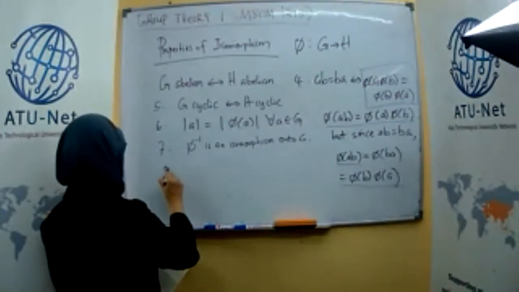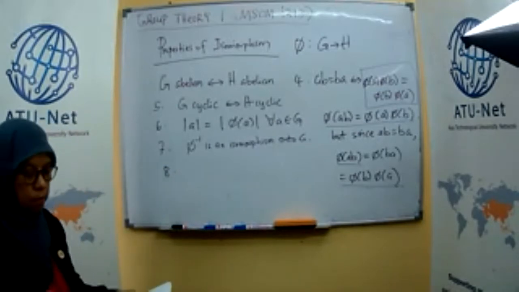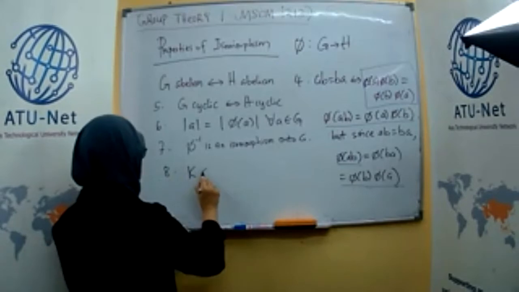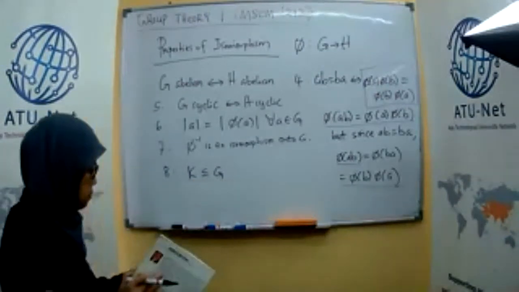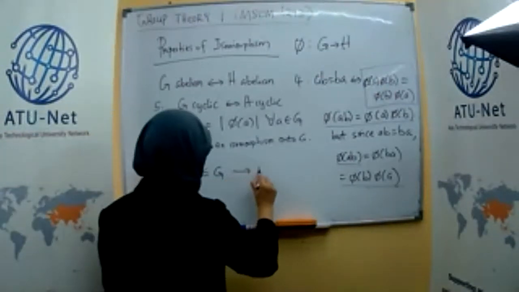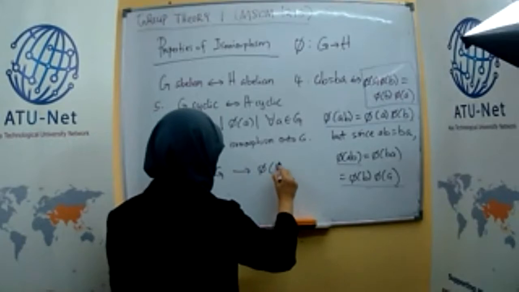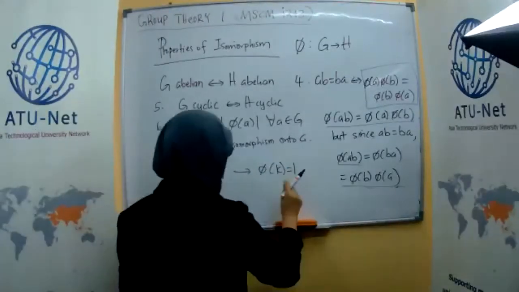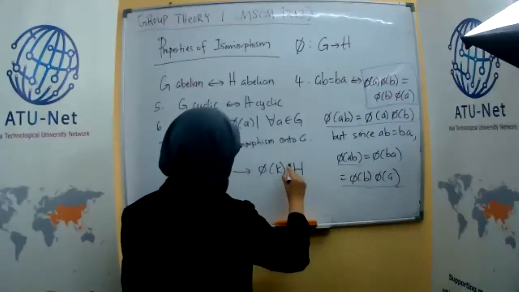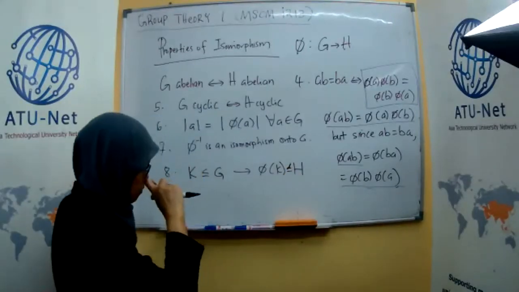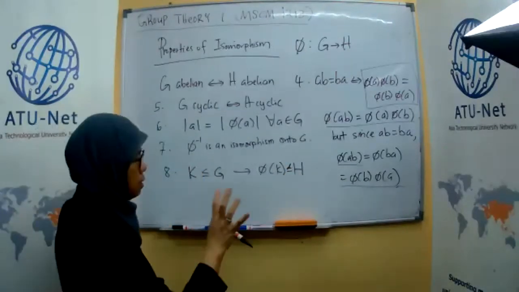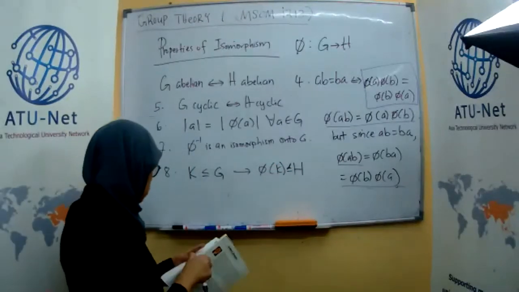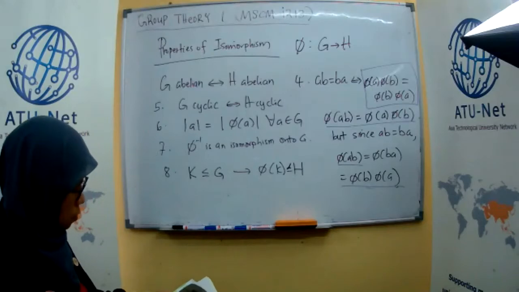And the last one, as the properties of isomorphism, is that if K is a subgroup of G, then phi of K is a subgroup of H. You map a subgroup to a subgroup of the other one.